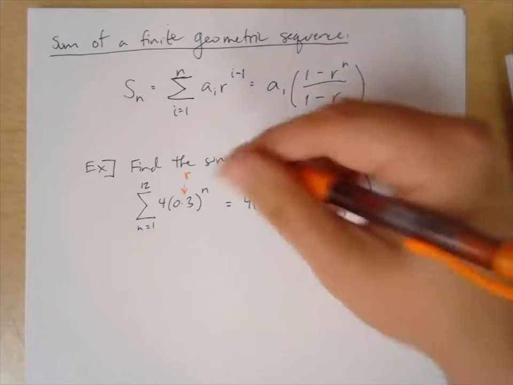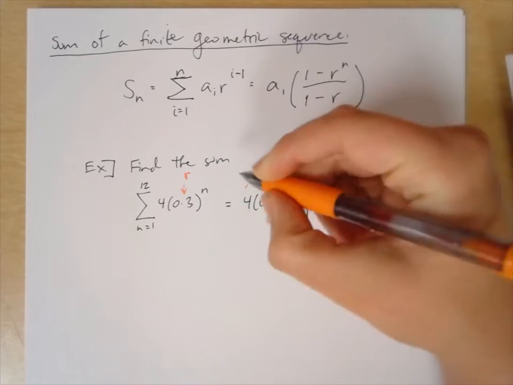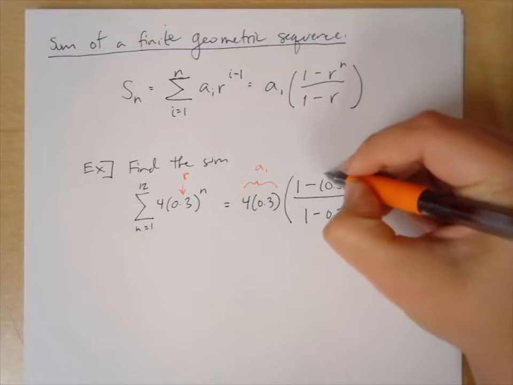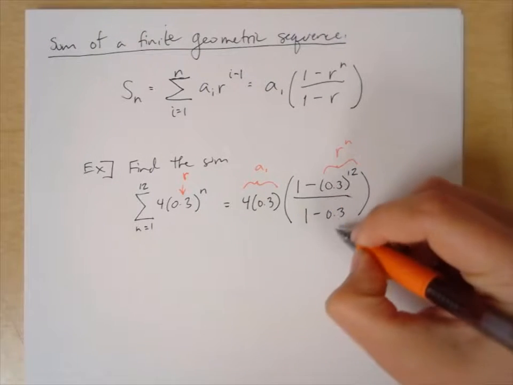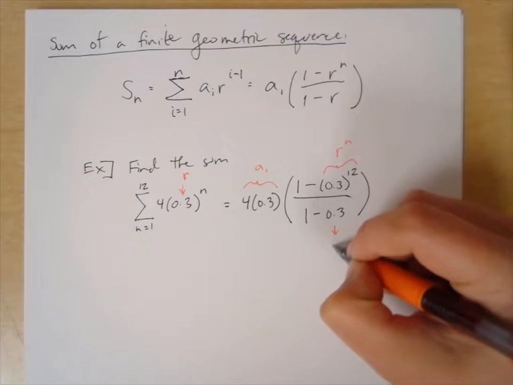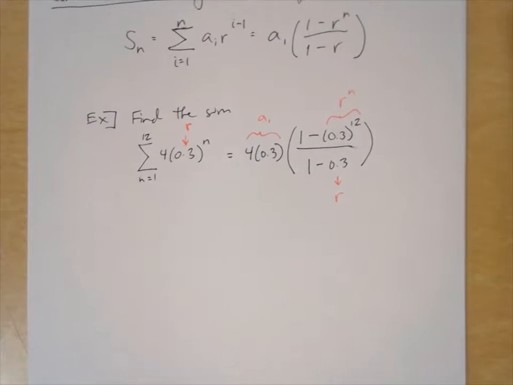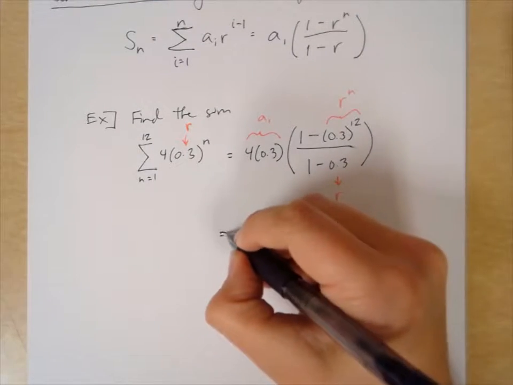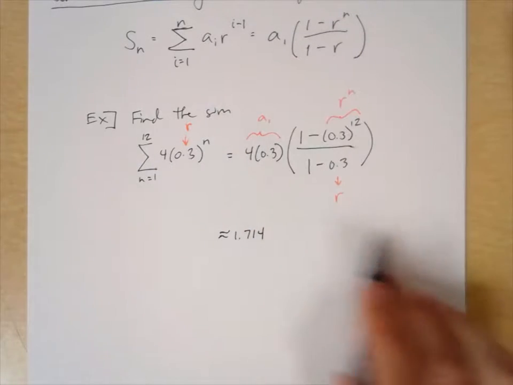And that's really it. I do want to reiterate, though, what everything is here and why it's there. 4 times 0.3 was our a sub 1 value. 0.3 to the 12 was our r to the n. And 0.3 was just the r. That's where all the pieces fit in. And when I simplify that out in my calculator, I find that it's approximately 1.714 when I round to 3 places.